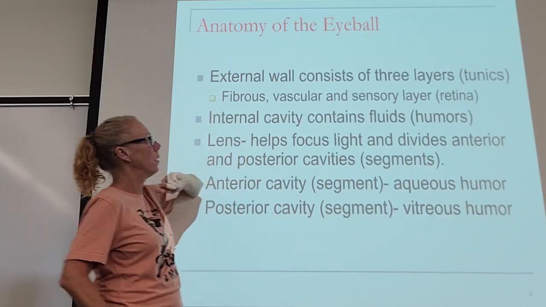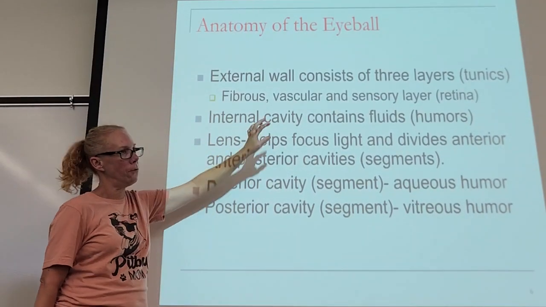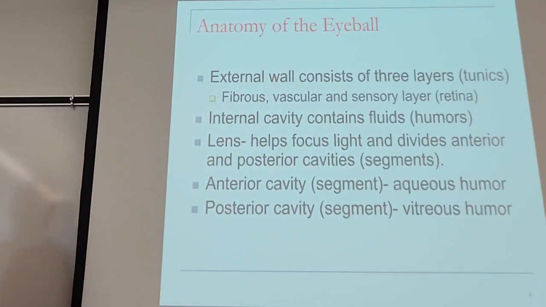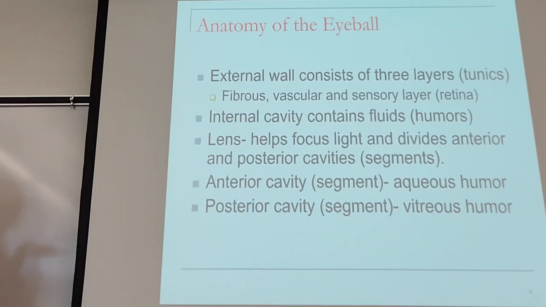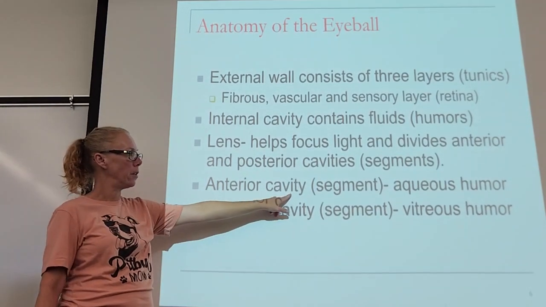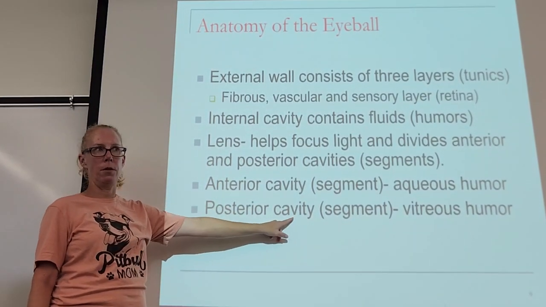The choroid. Right. And so we've got 2 different kinds of fluids in the eyeball, aqueous and vitreous, and they live in 2 different cavities, right? Aqueous for anterior, vitreous for posterior.